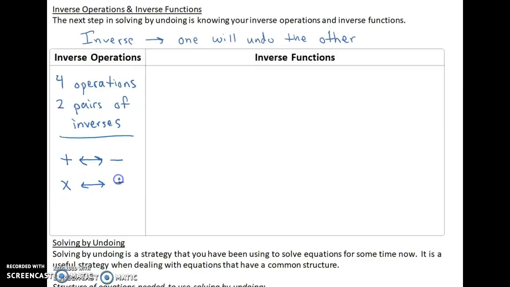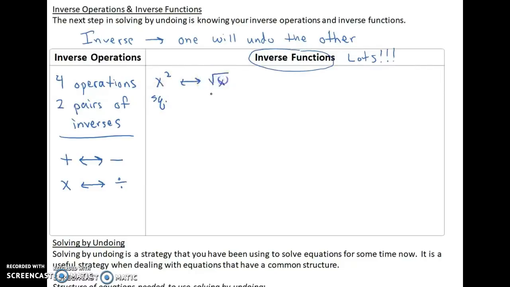So this idea of inverse operations, using one to undo another, is something you've been doing for a long time. But we also want to start to talk about inverse functions and start pairing different ones together. Now, here's one thing about inverse functions. With inverse operations, there are only 4 operations, 2 pairs. The problem with inverse functions is there are lots. There are lots of different types of functions. So we're obviously not going to do all of them, but we are going to pick and choose which ones we'll use on a regular basis.